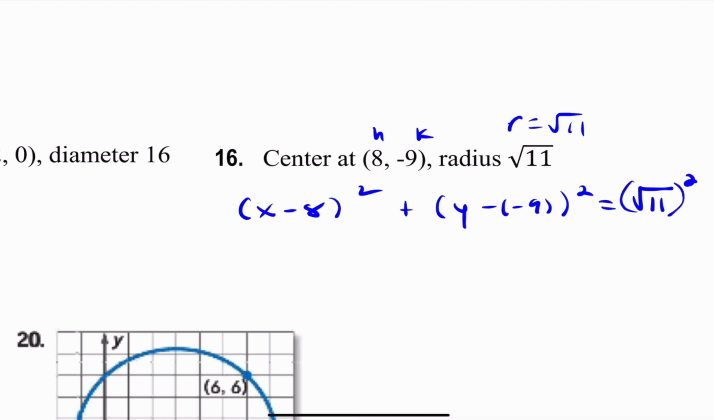In parentheses, by the way. So you have x minus 8 the quantity squared plus y plus 9 the quantity squared is equal to, well, root 11 the quantity squared, which is basically root 11 times root 11. So that's just 11, and that's your answer, okay?